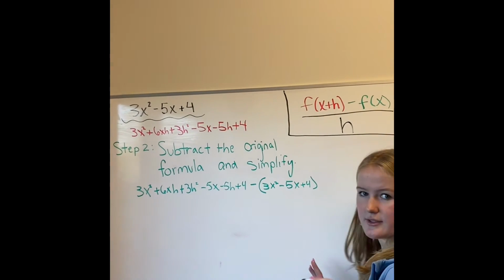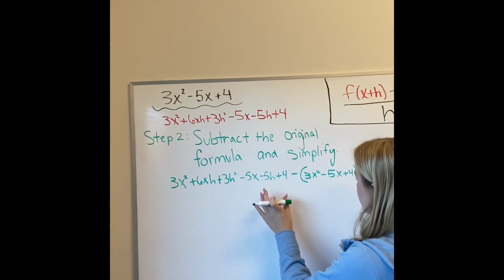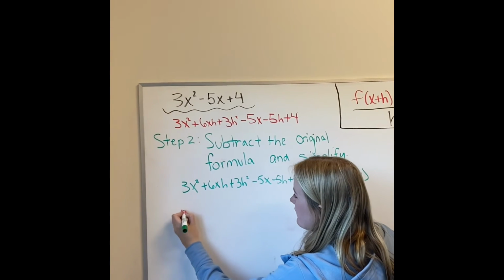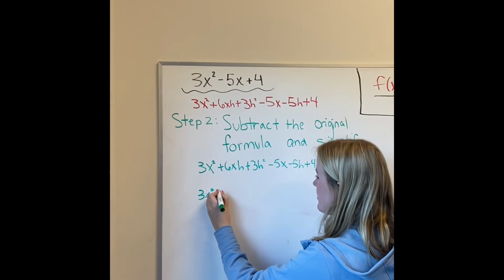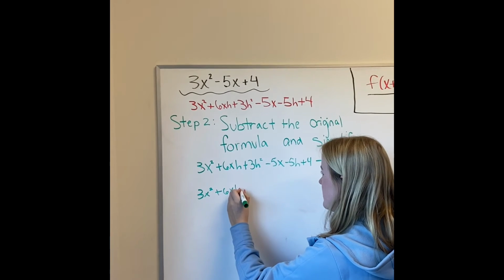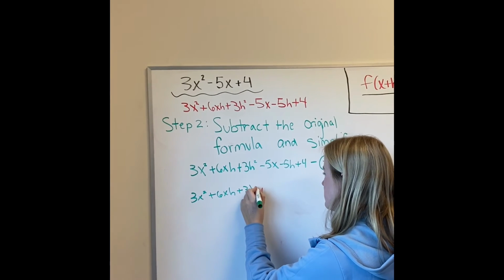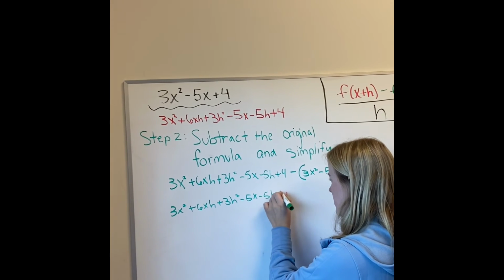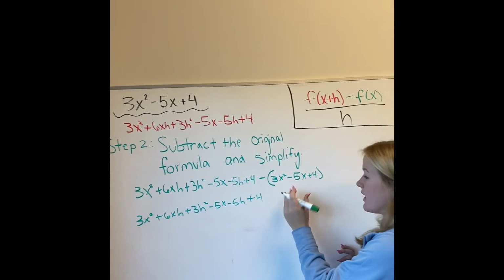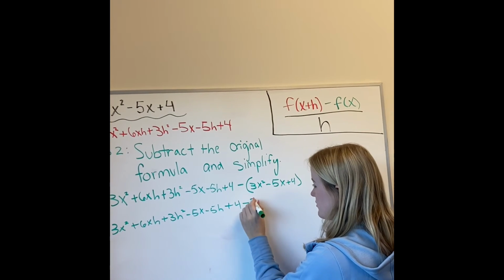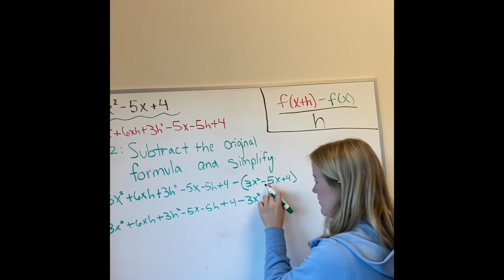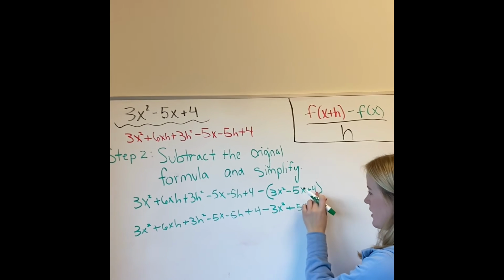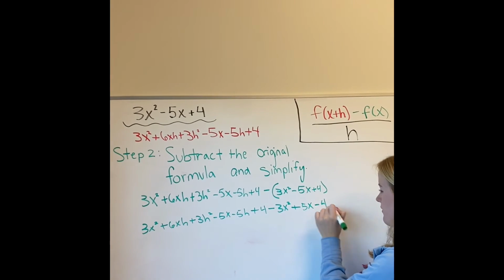All right, so next we're going to bring this part down, and we're just going to write this beside it, but flipping each sign. So we're going to have 3x squared plus 6xh plus 3h squared minus 5x minus 5h plus 4. Then we're going to flip each of these signs, so that'll be minus 3x squared plus, a negative and a negative equal a positive, plus 5x, and then that'll be negative, minus 4.